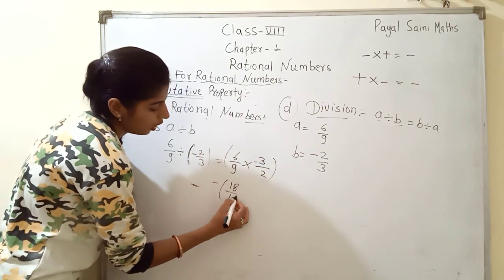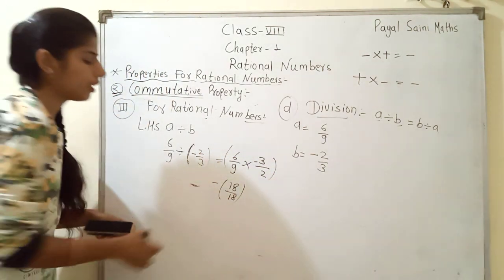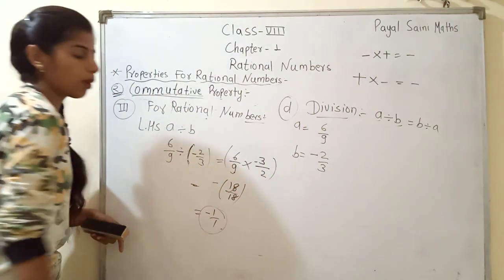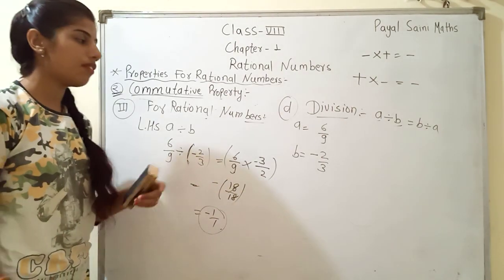9 into 2 is 18. Then 18 and 18 both cancel, and your answer is minus 1 by 1. Minus 1 by 1. It is your left hand side answer.